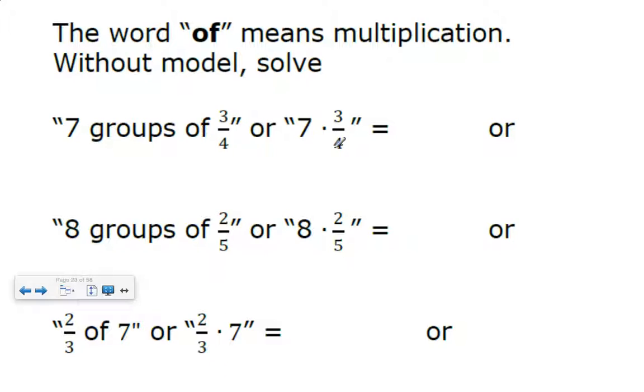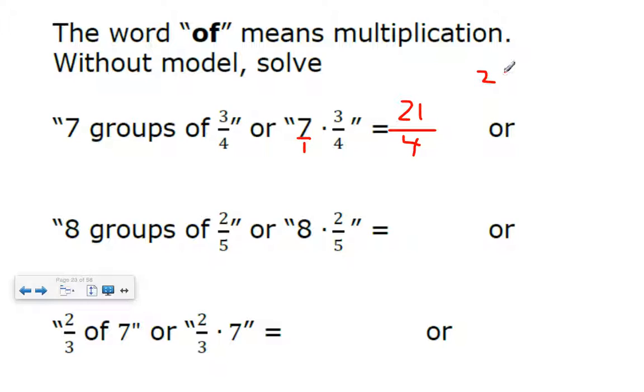So 7 groups of 3/4, or 7 times 3/4. I rewrite the 7 as a fraction. 7 times 3 is 21. I multiply the numerator across, multiply the denominator across, 21/4. That is a great improper fraction. However, what if I want to turn this into a mixed number?